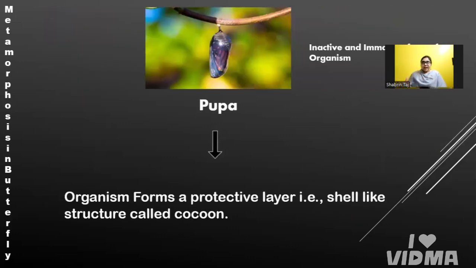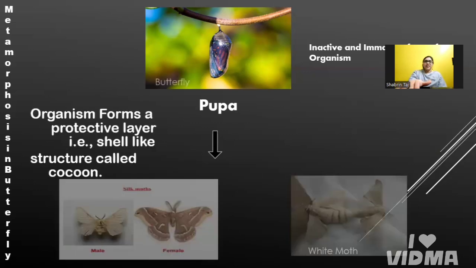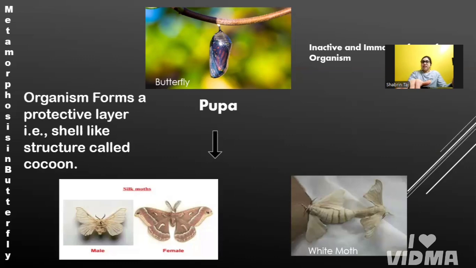Then the protective cover that it forms around its body to protect itself from the environment is called a cocoon, usually of silk. In silkworm, the cocoon itself is the silk thread that we obtain from the cocoon of the silkworm. Yes. We see this pupa stage in silk moth and white moth, etc.